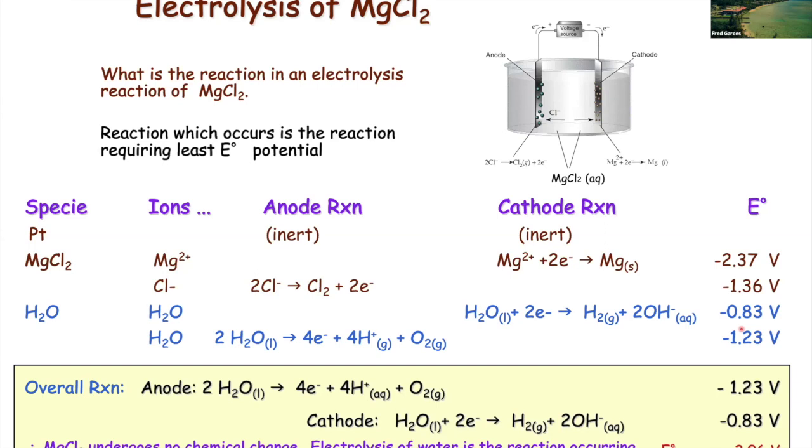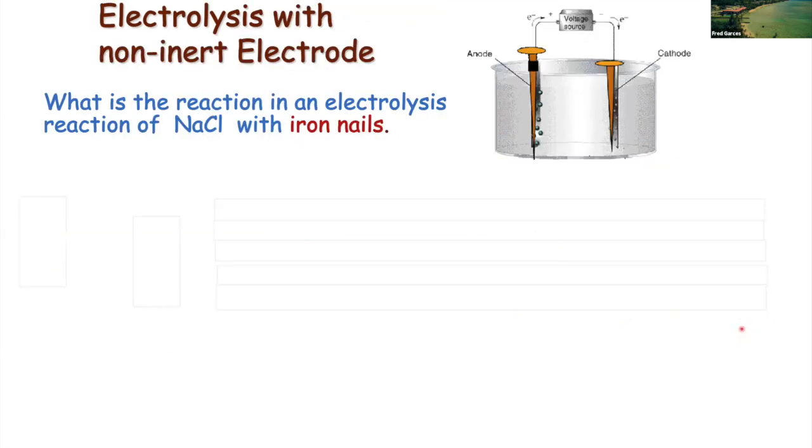It's the same as the sodium chloride. Okay, so that's why you always have to be wary of water, because it can cause side reactions. Here's an example where we use iron nails. It's a non-inert electrode. Inert means that it's not going to react with anything. When I say non-inert, it means that it will react with something. So let me just go through this real quick.